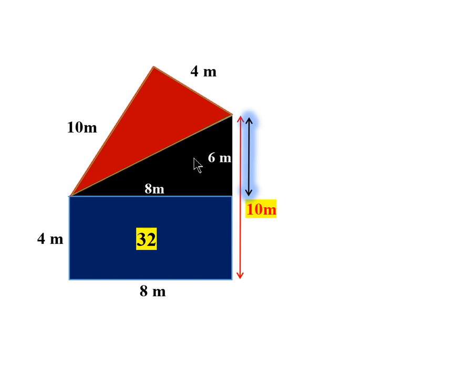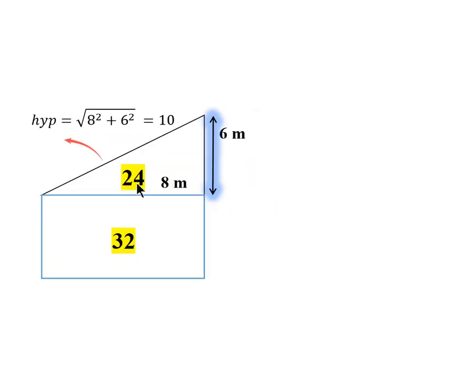And this black triangle is a right angle triangle because this is 90 degree. As a result, we can use the equation for the area of the triangle, half base times the height. So let's plug in the value and we'll get the area is 24 meters square. And the base of this triangle is 8 meter and height is 6 meter.